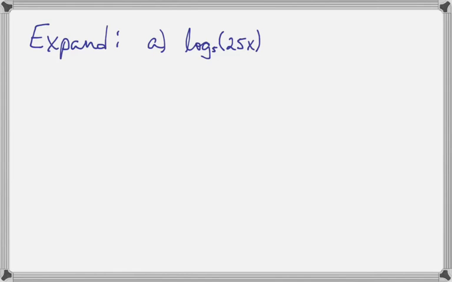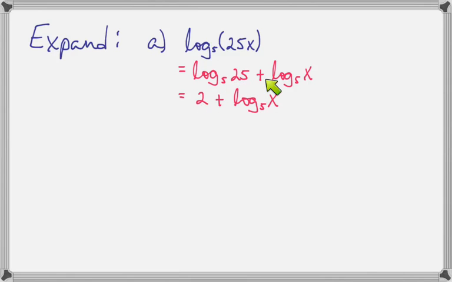And here's another one. We'll do several together. Log base 5 of 25x. Well, there are two factors here, so I should be able to split this up into two log terms. Log base 5 of 25 plus log base 5 of x. Now in this case, it just so happens that log base 5 of 25 is something I can simplify even more, because I know an exponent that will change 5 into 25, and that exponent is 2. So the log base 5 of 25 becomes 2, and then I have plus log base 5 of x.